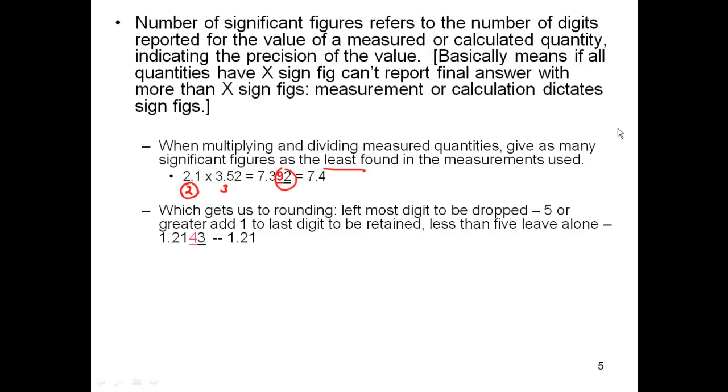Now what if it's less than 5? If it's less than 5, what we do is we leave it alone. For example here, 1.2143. I'm trying to get rid of 43. That 4 is less than 5, so we leave it alone, and I only put the answer as 1.21. I do not round up, I leave the number alone.